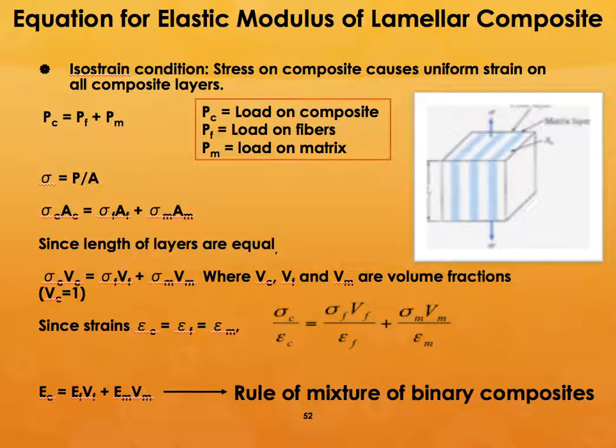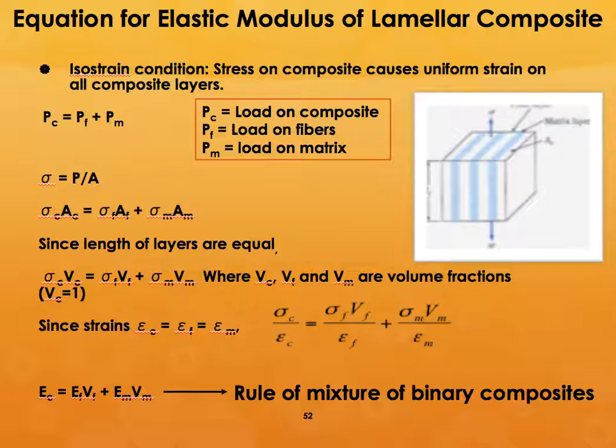So that can be divided: the stress on the composite times the area is equal to the stress on the fibers times the area of the fibers plus the stress on the matrix times the area of the matrix. Since you have the same length of the fibers and the matrix, you can say that the volume fraction is shared between the fibers and the matrix, and the overall volume fraction is equal to 1.